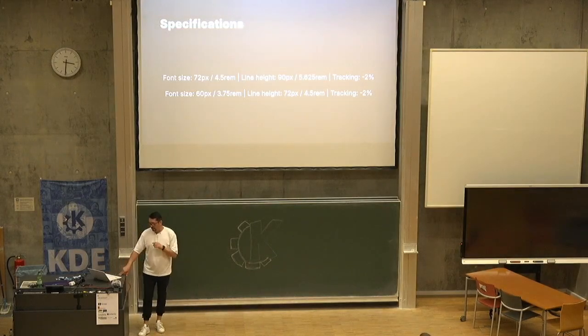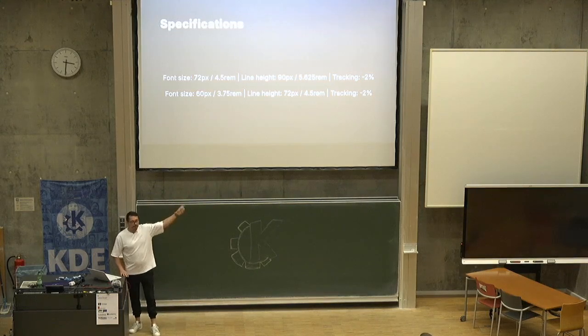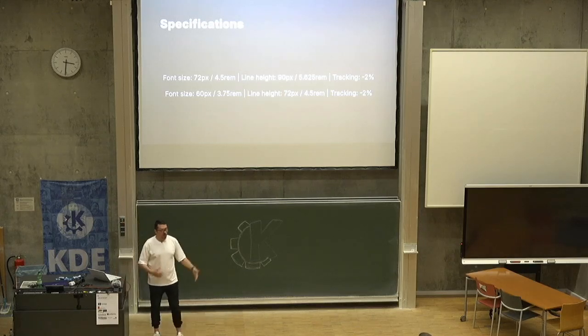So these are the specifications that you get. For example, if you have display size of 72, then you can also translate that to 4.5 rem. Your line height will be 90 pixels and so on, and a tracking of -2 so that your text doesn't go too long.